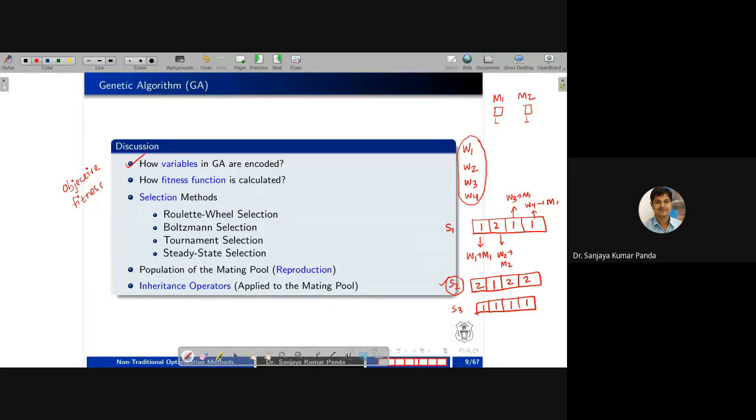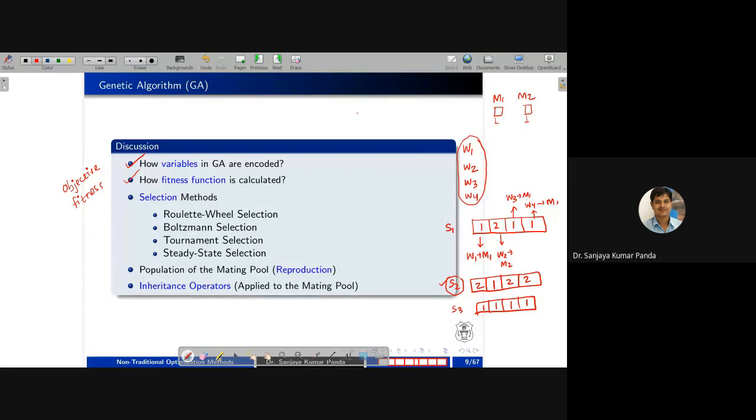But what is the objective function giving? The objective function is giving whether the value is a minimized value or a maximized value. So you have to know how the fitness function is going to be calculated. Now in genetic algorithm, we have a phase that is called the selection phase. In the selection phase, there are different types of methods through which you have to choose the best solutions.